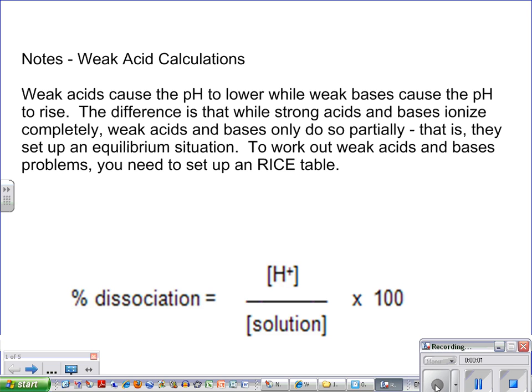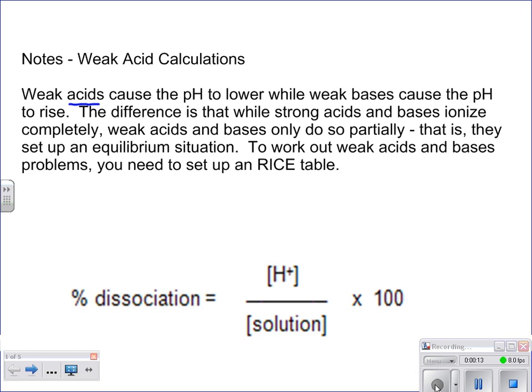Now you know how to calculate pH for strong acids or strong bases. So today we're going to talk about how we can do that with weak acids or weak bases. And just as with strong, a weak acid is going to cause the pH to lower, just like you would think, and a weak base is going to cause the pH to rise. There's nothing new about that.